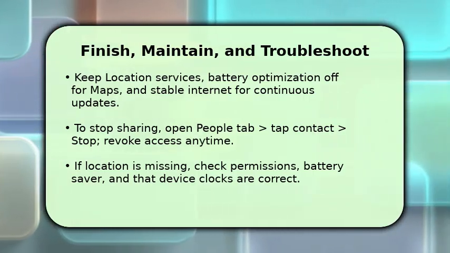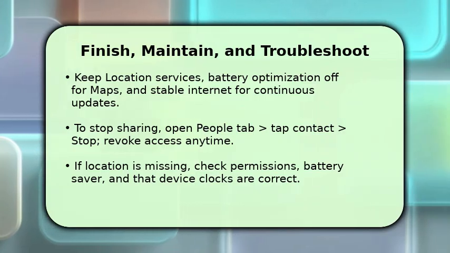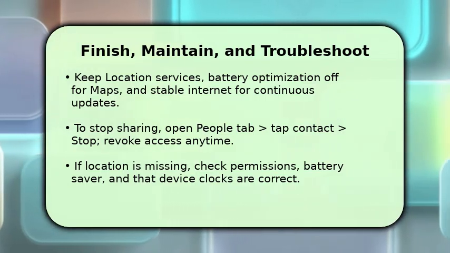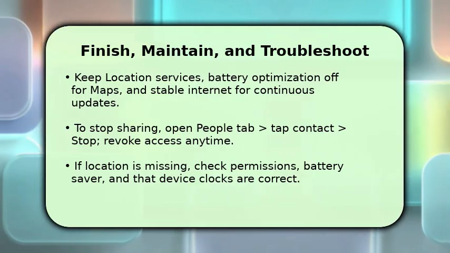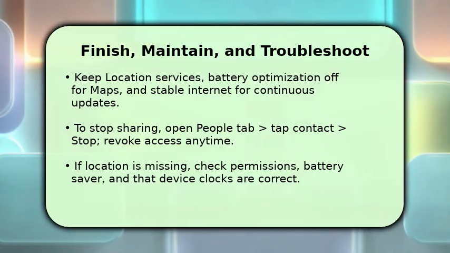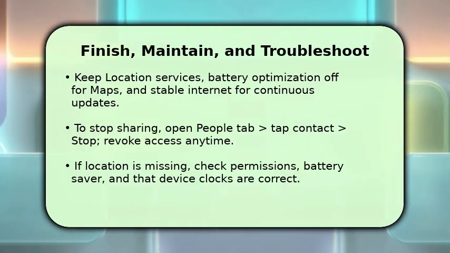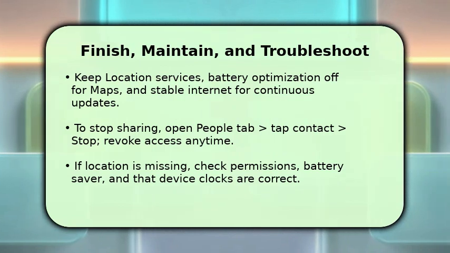If the location doesn't appear, check that Maps has location permission, background activity allowed, battery saver off, and correct date/time. Restarting Maps or the phone often resolves GPS or sync glitches quickly.